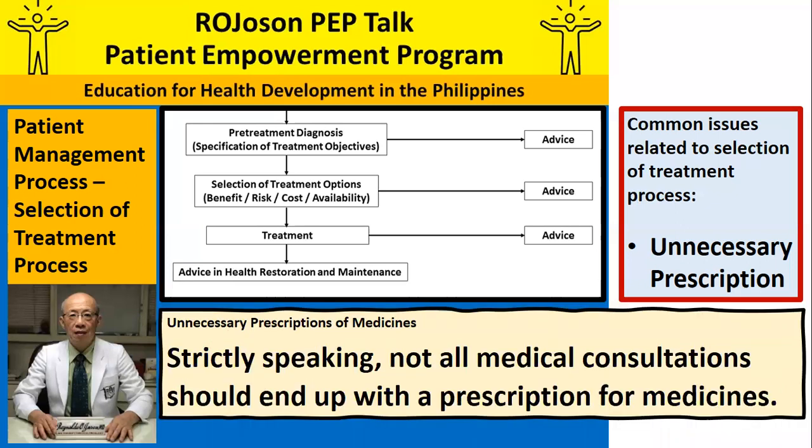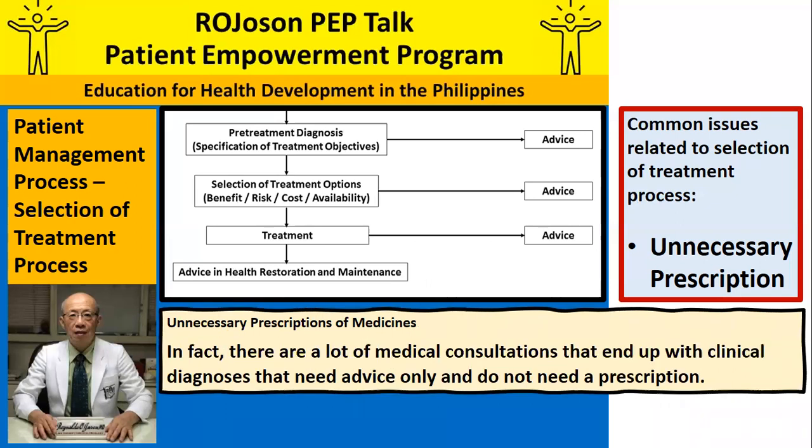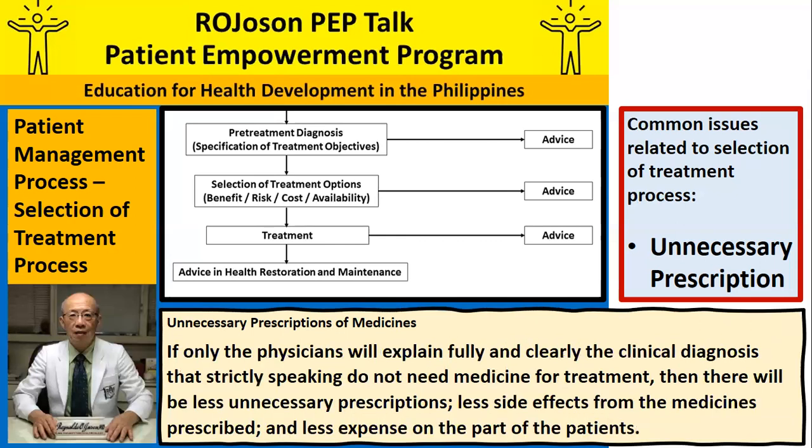Strictly speaking, not all medical consultations should end up with a prescription for medicine. In fact, there are a lot of medical consultations that end up with clinical diagnoses that need advice only and do not need a prescription. If only the physicians will explain fully and clearly the clinical diagnosis that, strictly speaking, does not need medicine for treatment, then there will be less unnecessary prescriptions, less side effects from medicines prescribed, and less expense on the part of the patients.